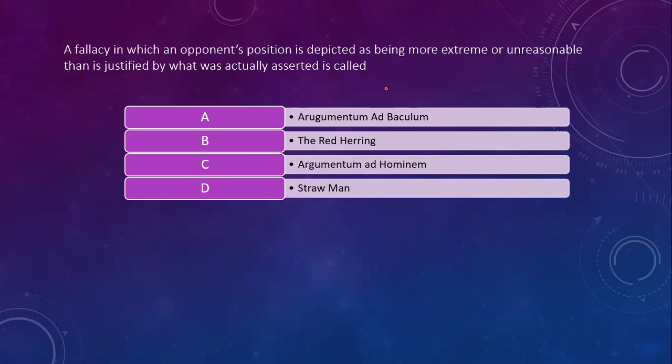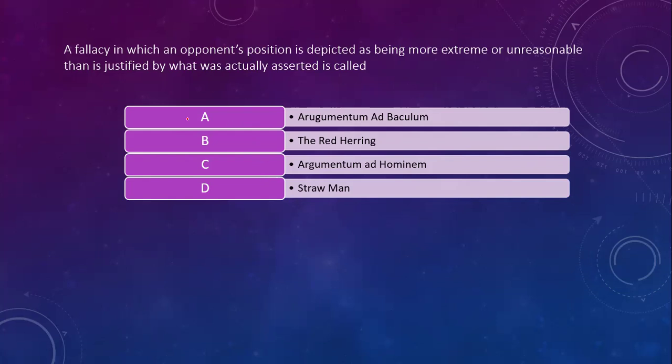We saw this in the last class. A fallacy in which an opponent's position is depicted as being more extreme or unreasonable than is justified by what was actually asserted is called: argumentum ad baculum, red herring, argumentum ad hominem, or strawman?